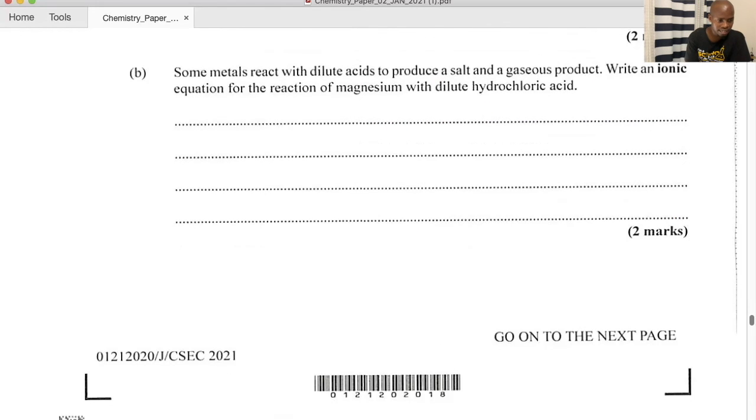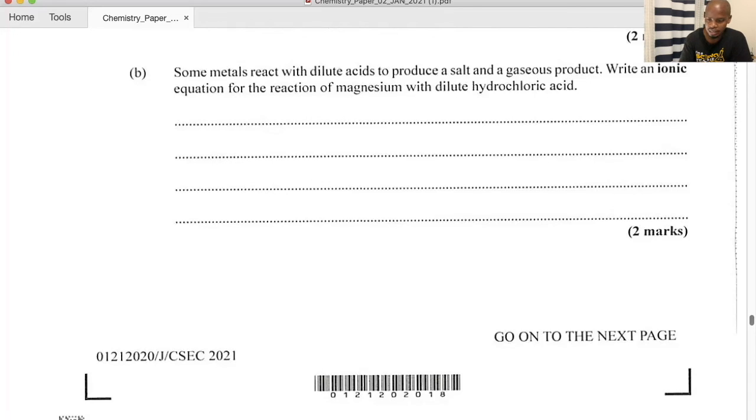Some metals react with dilute acids to produce a salt and a gaseous product. Write an ionic equation for the reaction of magnesium with dilute hydrochloric acid. Now, this is nothing we need to memorize. We just need to follow the same process that we would use to write a balanced equation, and we break it down into its ions. So I could just write the ionic equation up front, but I want us to look at how we actually arrive at this.